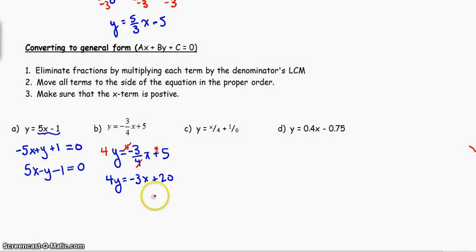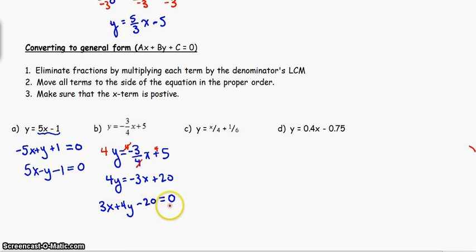Now, again, I follow the previous steps. I want nothing left on the right side, so the 3x I transfer first. It changes signs. The 4y is already there, so it stays, and the 20 transfers signs over. And again, I have general form.